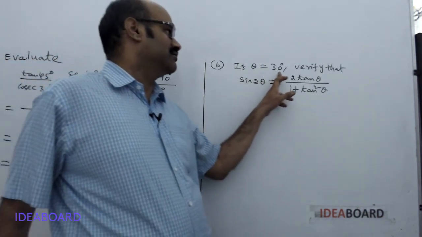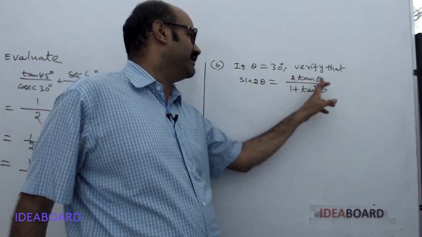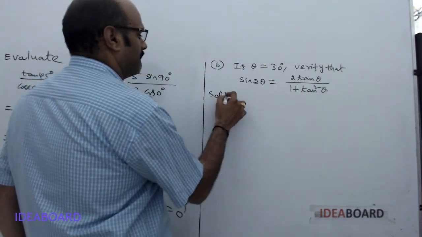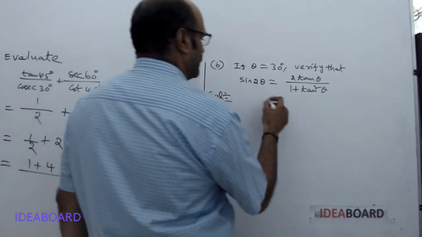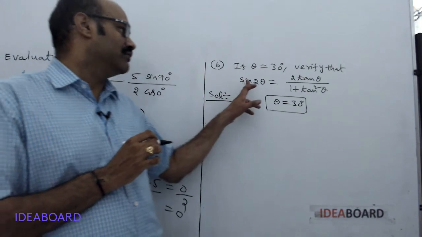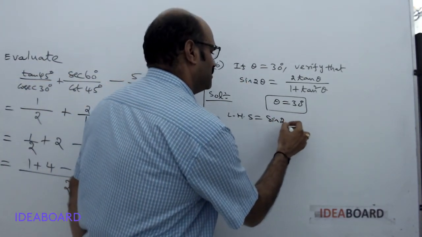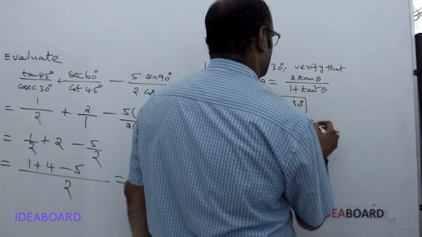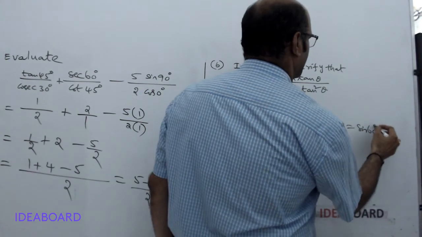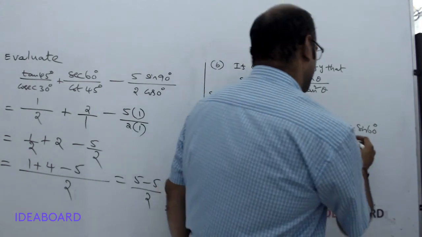Next problem. If theta equal to 30 degrees, verify that sin 2 theta equal to 2 tan theta by 1 plus tan square theta. Solution. Given that theta equal to 30 degrees, it's given. Now LHS equal to sin 2 theta, sin 2 into theta, theta equal to 30 degrees, equal to sin 60 degrees. The value of sin 60 degrees equal to root 3 by 2.